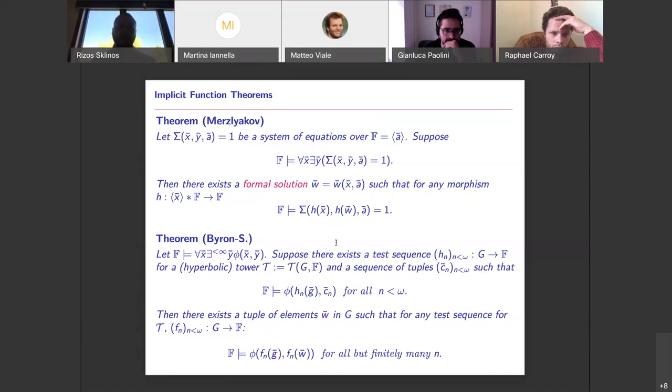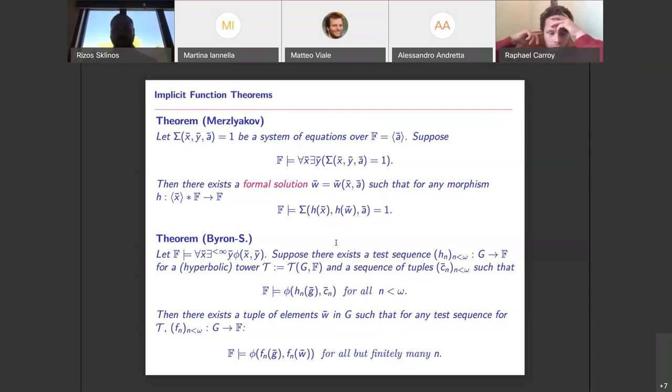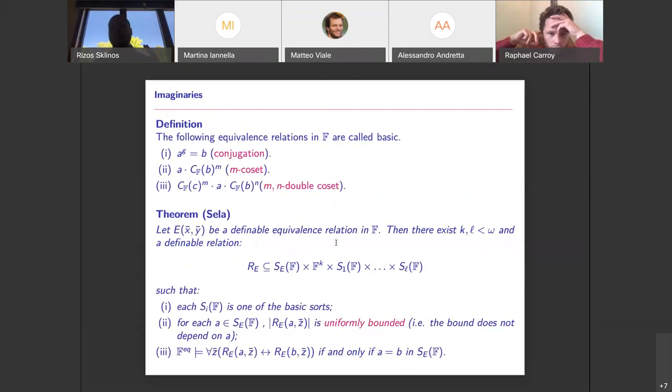This actually is the main, the difficult result that we had to prove in order to move from a special class of formulas to general formulas. We had to extend Merzlyakov's theorem for formulas that are special in this way. That was the main technical result. Now, all I said before is enough to show that there are no definable infinite fields. We had enough to tackle this question.